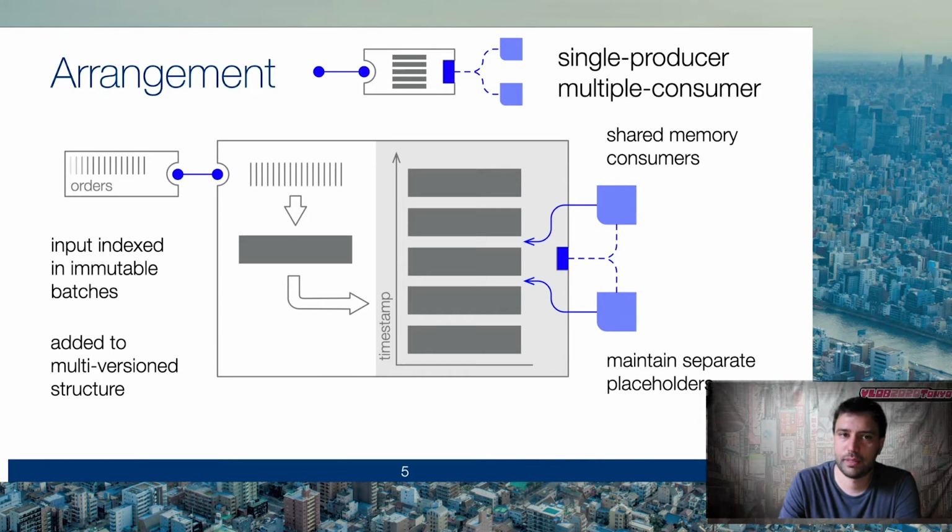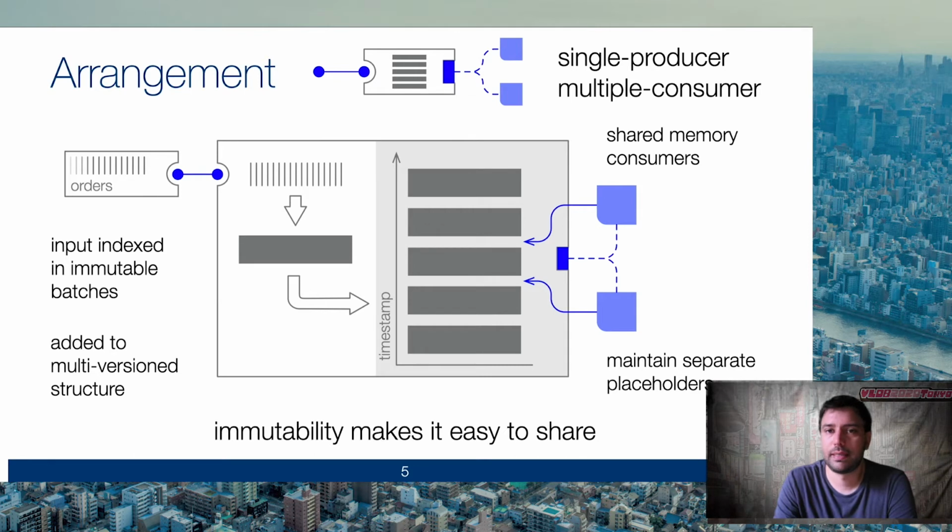Each consumer can maintain a separate placeholder in the multi-version data structure to keep track of which batches it has already processed. This way, each consumer is independent and doesn't need to coordinate with other consumers or with the write path. In this single producer, multiple consumer pattern, it's the immutability of the batches which makes it easy to share the index between multiple operators.